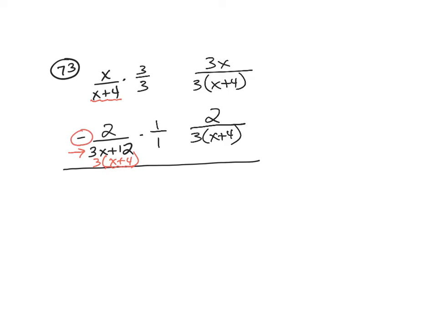Once again, I'm subtracting these. So now I have 3x subtract 2 over 3 times x plus 4. Once again, for that problem, there's nothing at all that I can do. You could either write it this way, or you could also give your answer as 3x minus 2 over 3x plus 12. It doesn't matter.